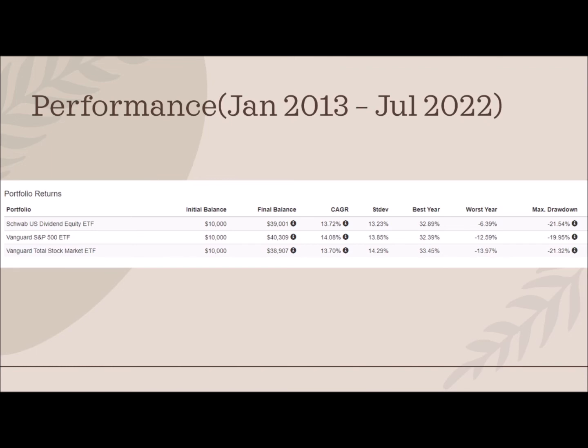We haven't seen a recession here, but this is a good sign that it's down 6% versus 13%. The max drawdown is similar. To some, it may be concerning that the max drawdown of the equity ETF, the U.S. Dividend Equity ETF, is higher than the S&P 500. To me, it's not a huge deal because that's a short-term reduction in price.